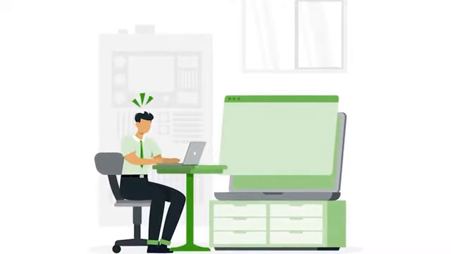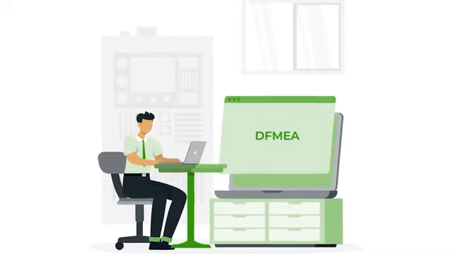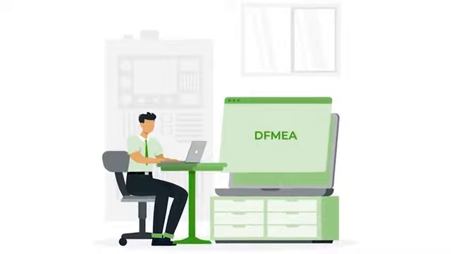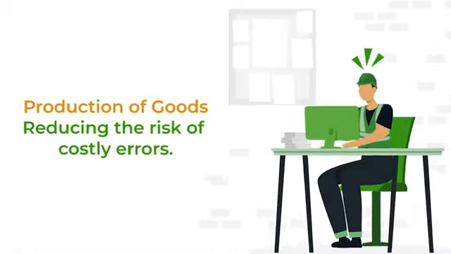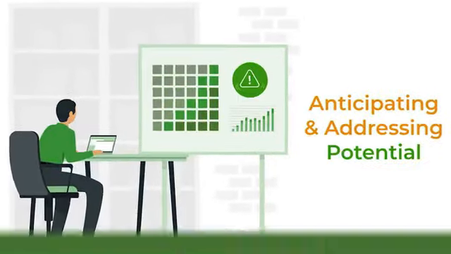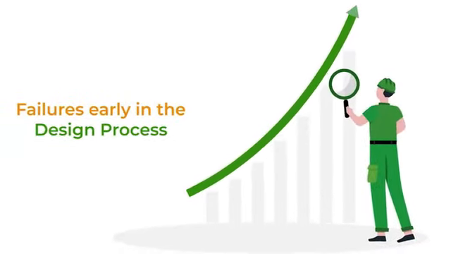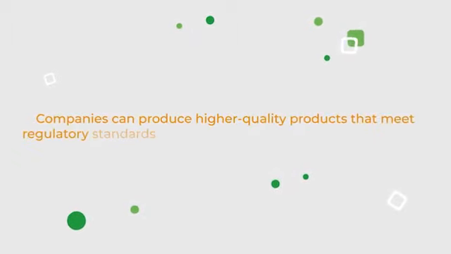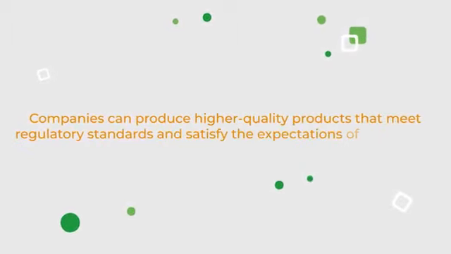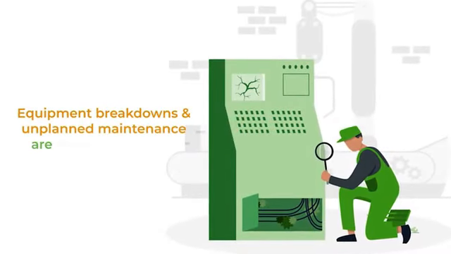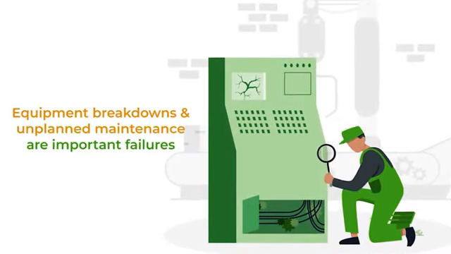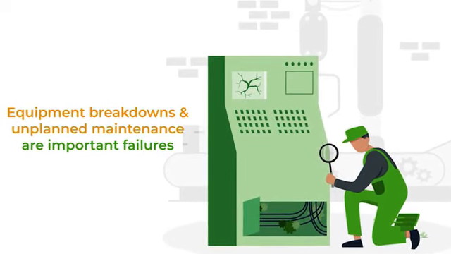DFMEA and PFMEA are valuable tools for improving the quality and safety of the design and production of goods while reducing the risk of costly errors. By anticipating and addressing potential failures early in the design process, companies can produce higher quality products that meet regulatory standards and satisfy the expectations of customers. Equipment breakdowns and unplanned maintenance are important failures considered in the DFMEA and PFMEA processes.